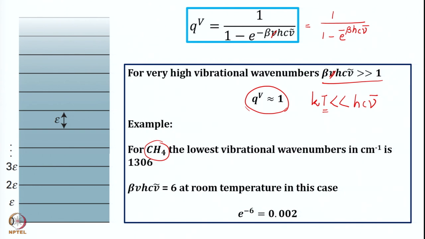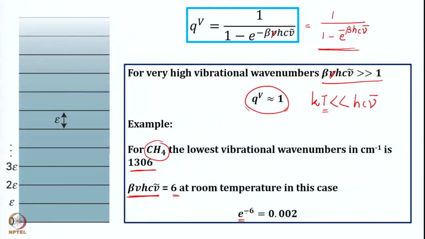For example, take the methane molecule, where the lowest vibrational wave number is 1306 centimeter inverse. When you use room temperature, let us say 25 degree centigrade, the value of beta hc nu bar, where h is Planck's constant, c is the speed of light, and nu bar is the wave number, turns out to be 6, and exponential minus 6 is 0.002. So 1 over 1 minus 0.002 is approximately 1. Therefore, if the temperature is very low, or if the wave numbers are very large, the vibrational contribution to the partition function for that normal mode of vibration is going to be close to 1. The reason is given over here in the form of a short calculation.